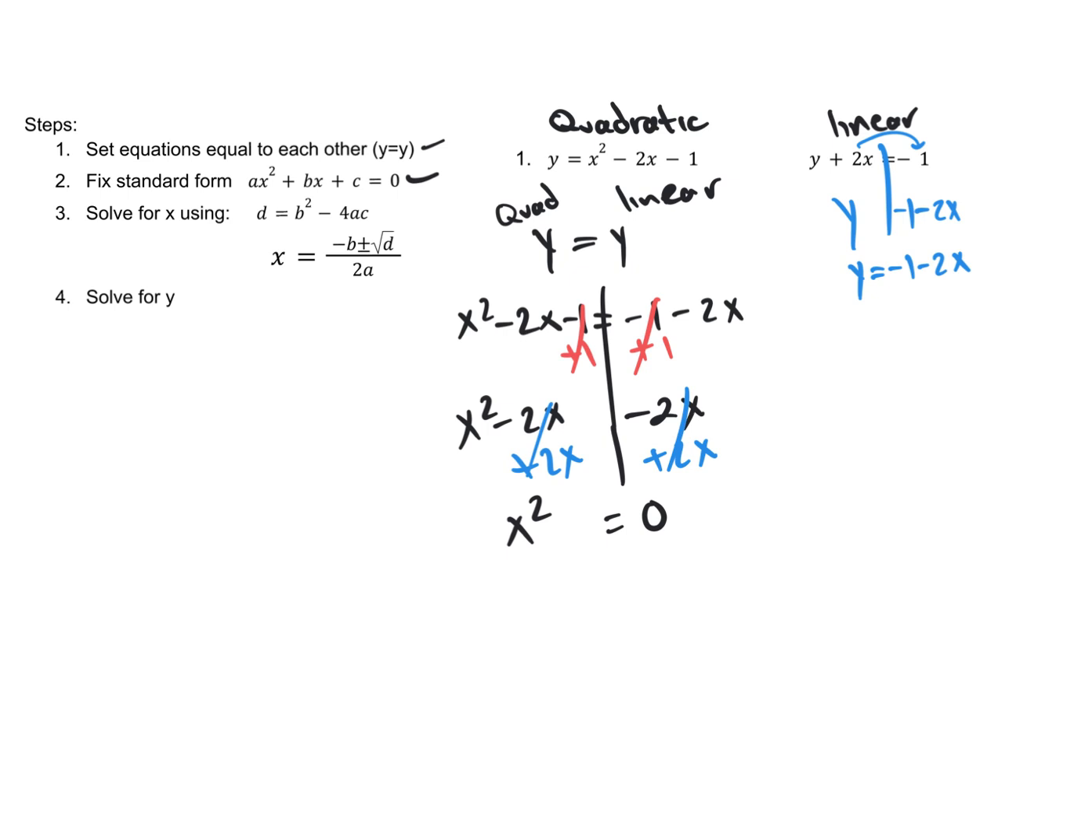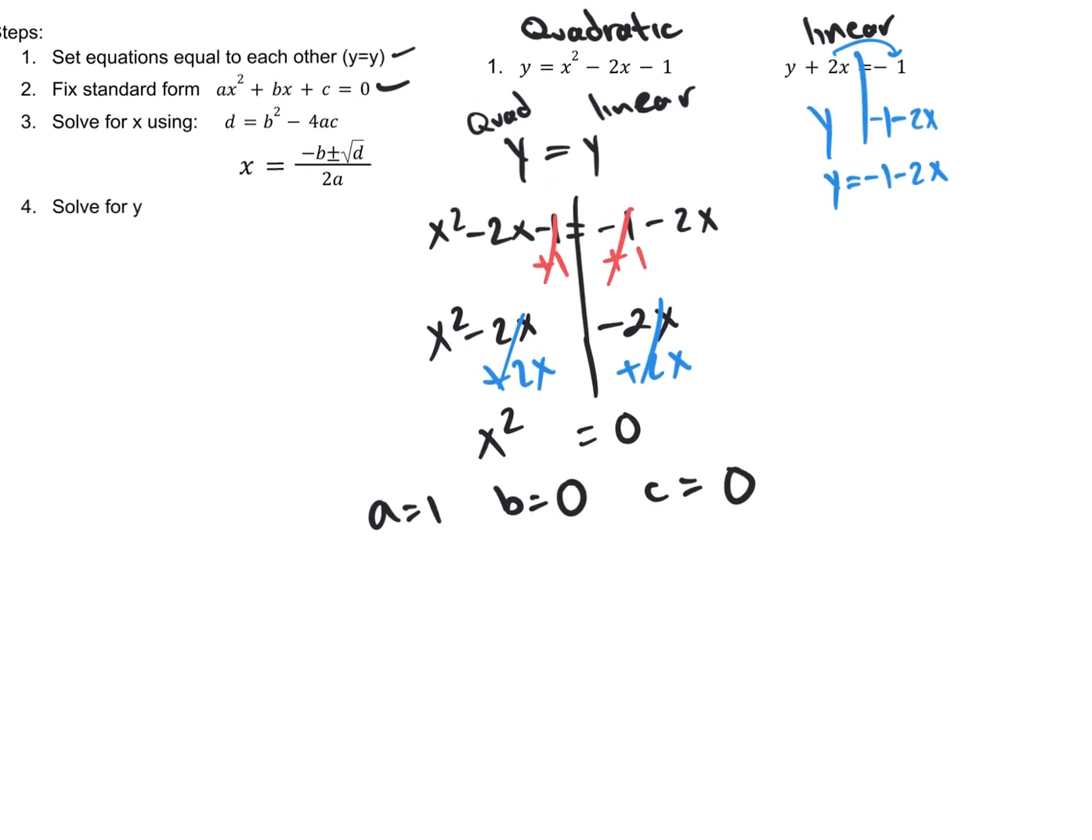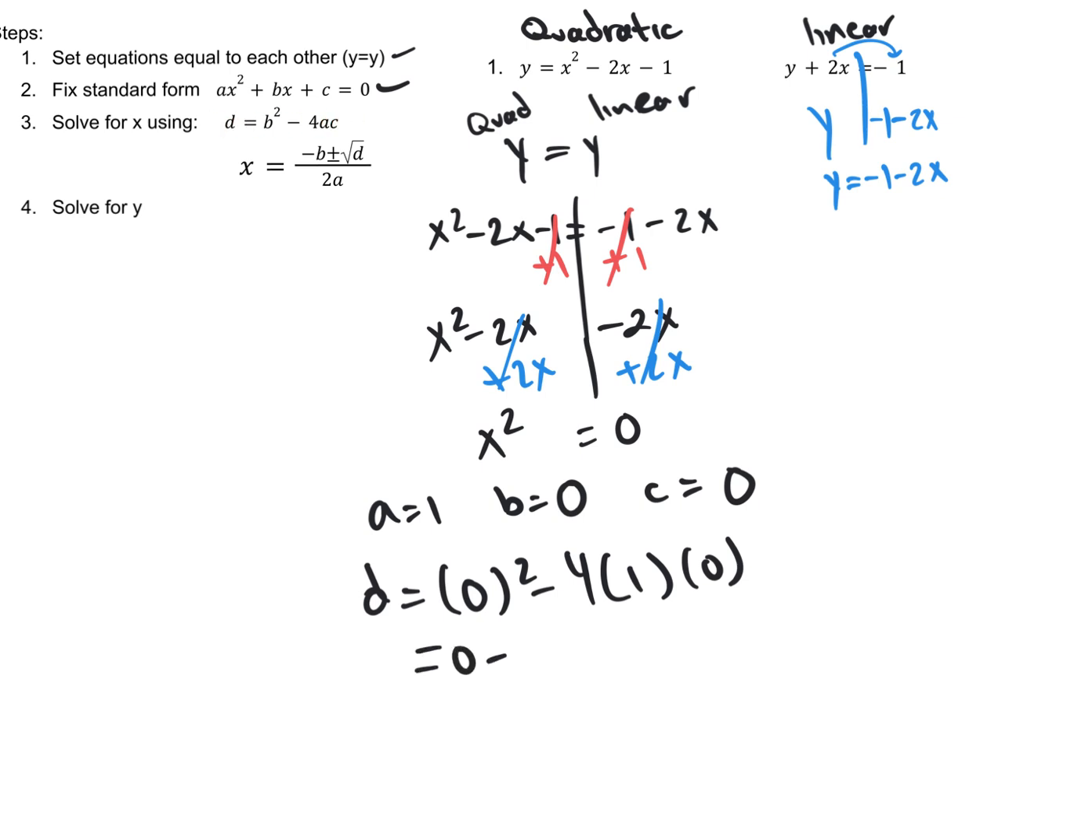The next step is to solve using the quadratic formula. So I need to know what a, b, and c are. A is easy because here's my x squared, so it's 1. B is not there, c is not there. So when I solve, I have d equals b squared minus 4ac. I'm using this formula right here. So I have 0 minus 4 times 1 times 0, which is 0.